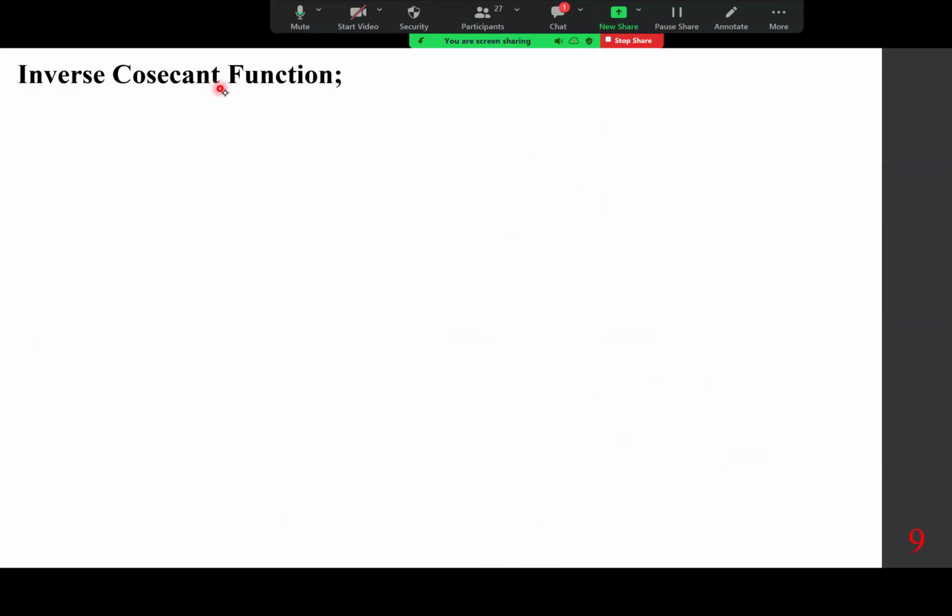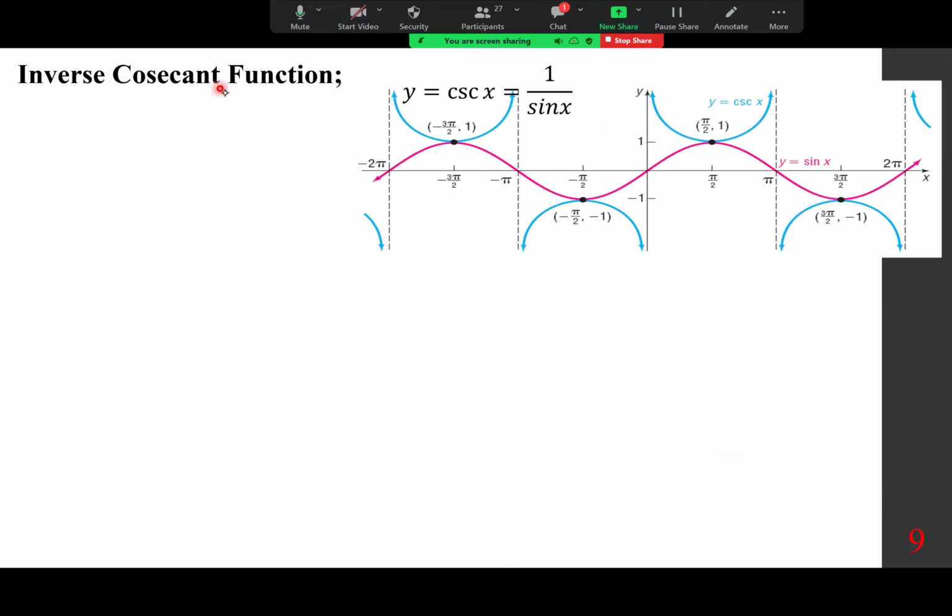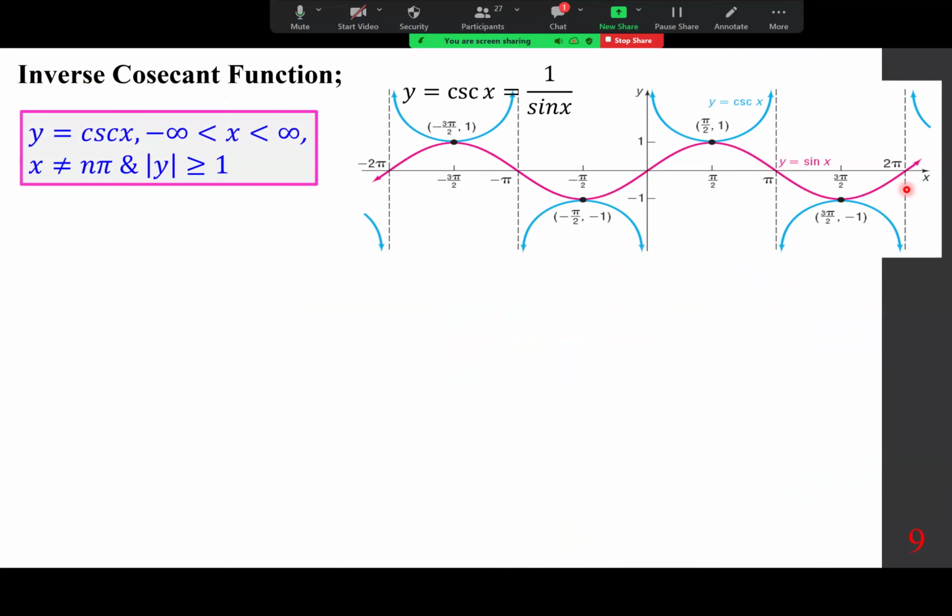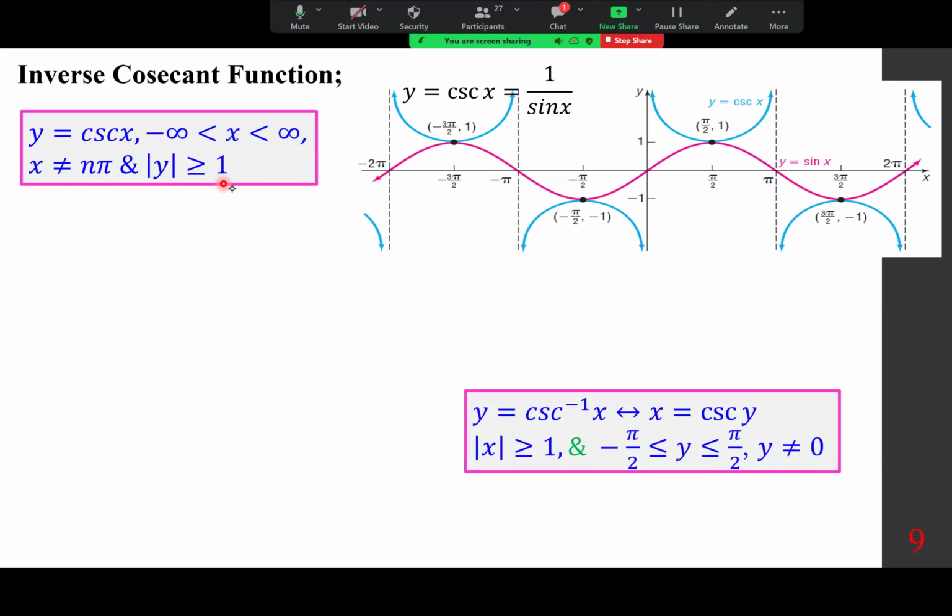Let's look at inverse cosecant function. As you know, we graph sine and then we flip it over. And the restriction on sine is that for cosecant, of course, the domain x is from negative to positive infinity. X can't be a multiple of pi. And the range is all real numbers except between -1 and 1. And this represents that absolute value of y is greater than or equal to 1.